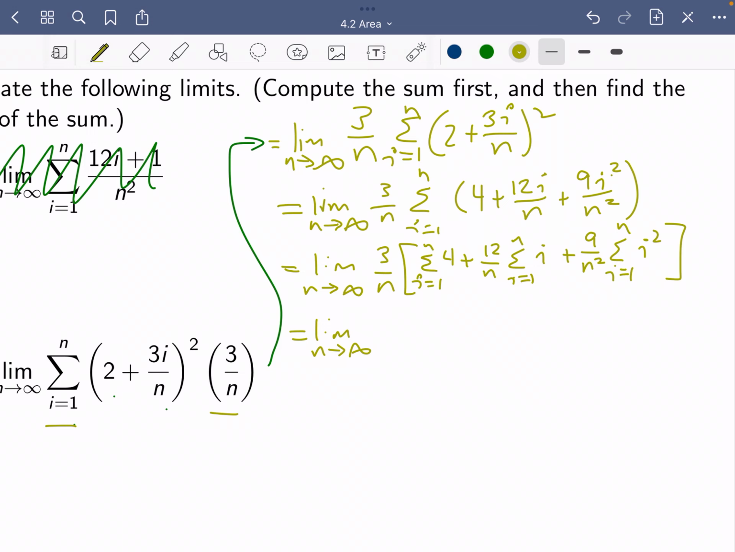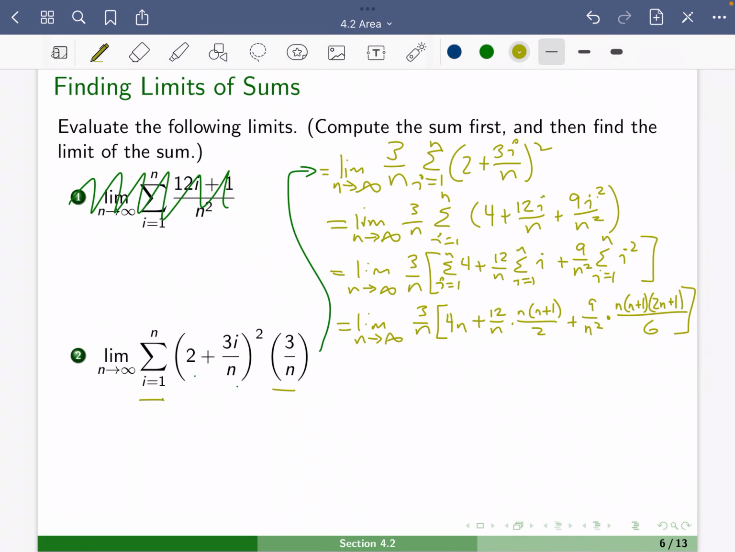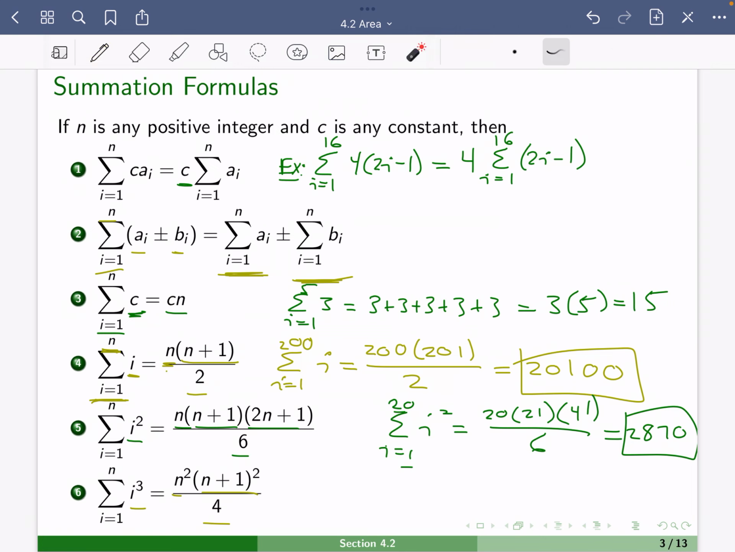And now we can apply some more of our rules. So for our constant, if we add that constant together n times, we just have 4 times that upper limit, the constant times that upper limit. Then we'll have 12 over n times n(n plus 1) over 2. That's our summation rule for i. We have 9 over n squared times our summation rule for i squared, which is n(n plus 1)(2n plus 1) over 6. If you've forgotten those summation rules, you can go back a couple of videos. We had looked at those. Here are the summation formulas that we are making use of. Here I made use of this formula and this formula, so our i squared formula and the i formula.